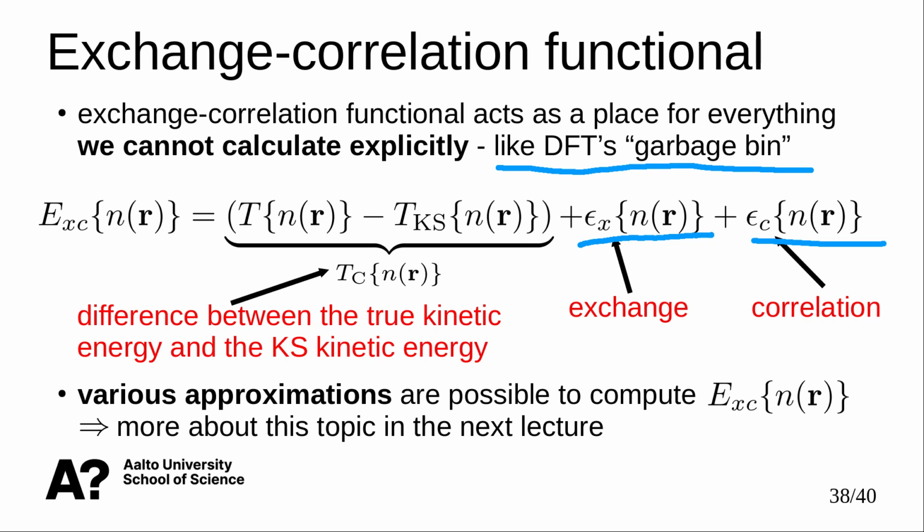And because at the moment we don't have any solutions for how to solve those three different contributions, we approximate them, where different approximations are available with different accuracy, which we will discuss in next week's lecture. And that's where we end the Kohn-Sham formalism.